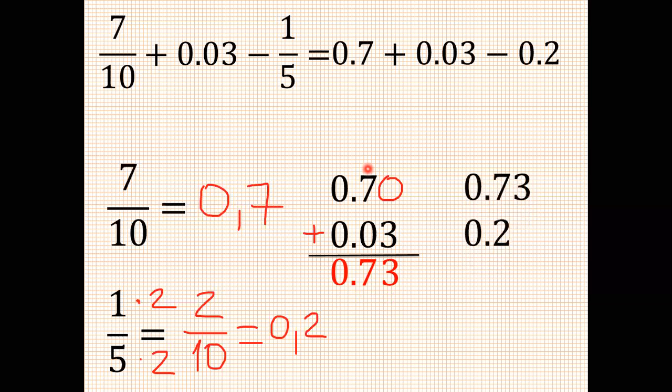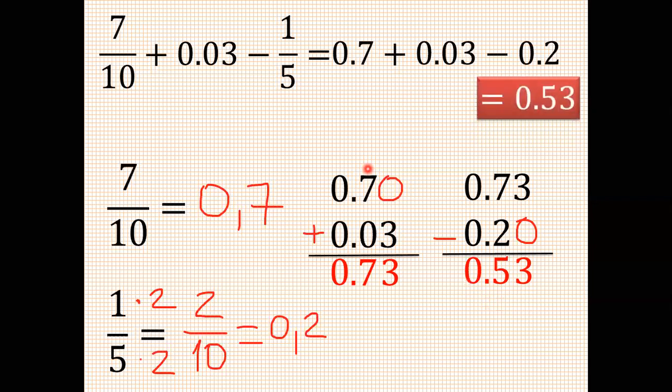After, from this 0.73, I'm going to subtract 0.2. Okay, here instead of the empty space, I'm going to put 0, and here I have subtraction. Now let's subtract, and let's start from the end. 3 minus 0 is 3, 7 minus 2 is 5, and your decimal point stays in line. 0 minus 0 is 0. It means your answer is going to be 0.53.